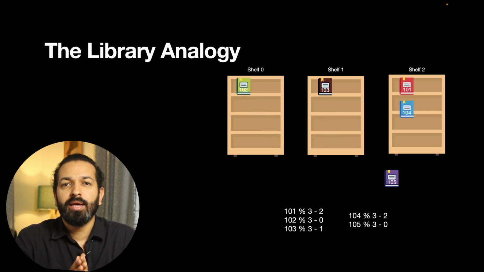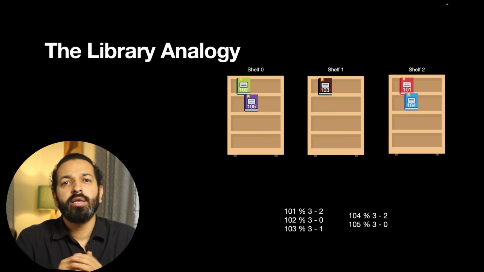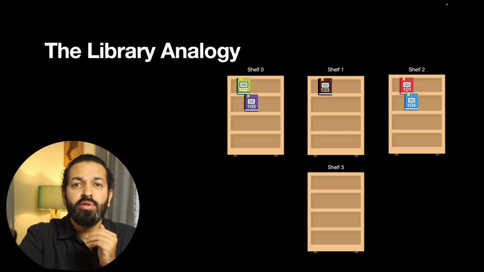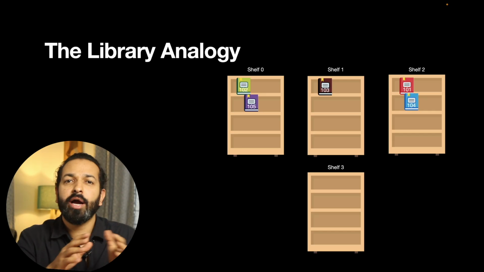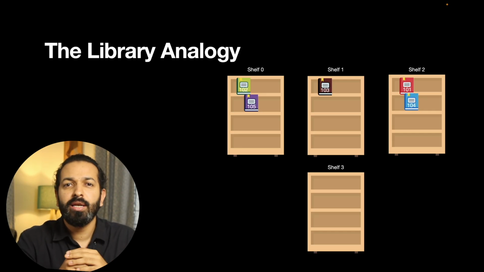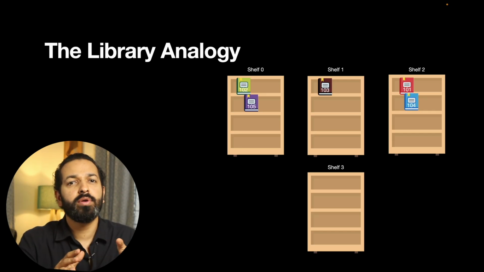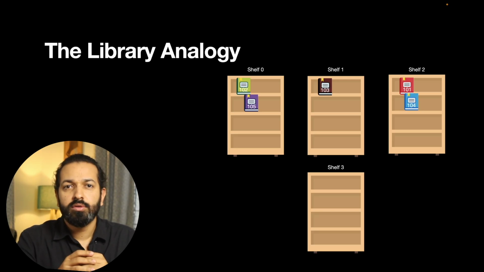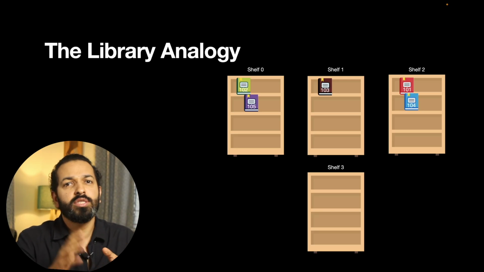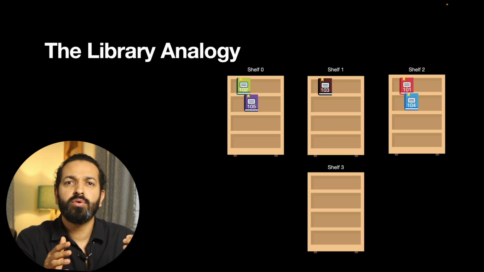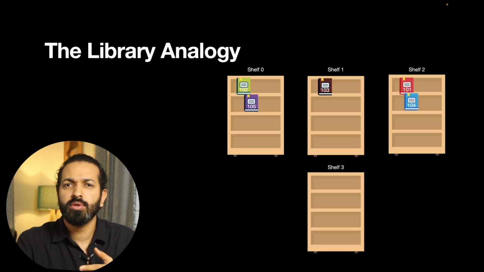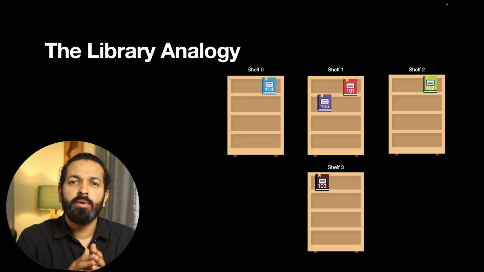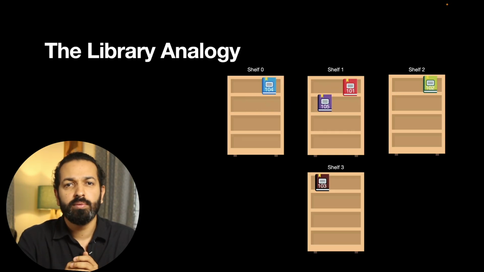So this works fine until the day when you decide to add a new shelf. Because now the number of shelves changed to 4. So the formula will now become book ID modulo 4. And then suddenly almost every book will have to be moved to a new shelf. So for the book having the ID 101, 101 mod 4 is shelf 1, 102 shelf 2, 103 shelf 3, 104 shelf 0 and so on and so forth. And the same problem if one shelf breaks and it is removed. So every shelf assignment changes.